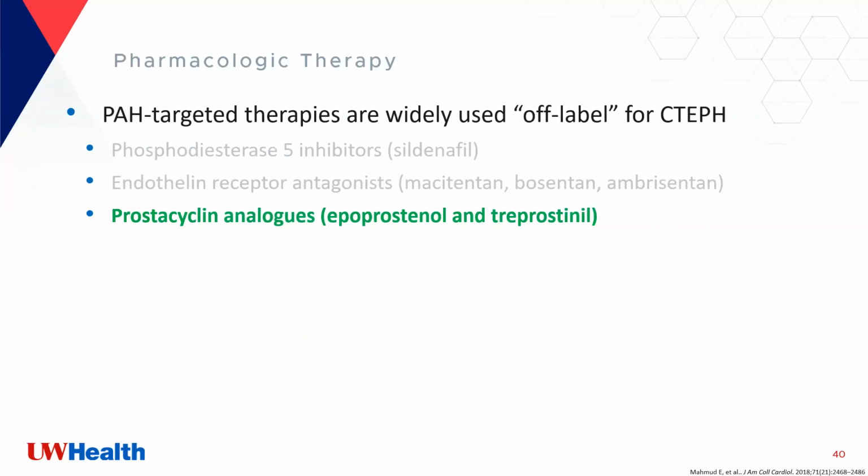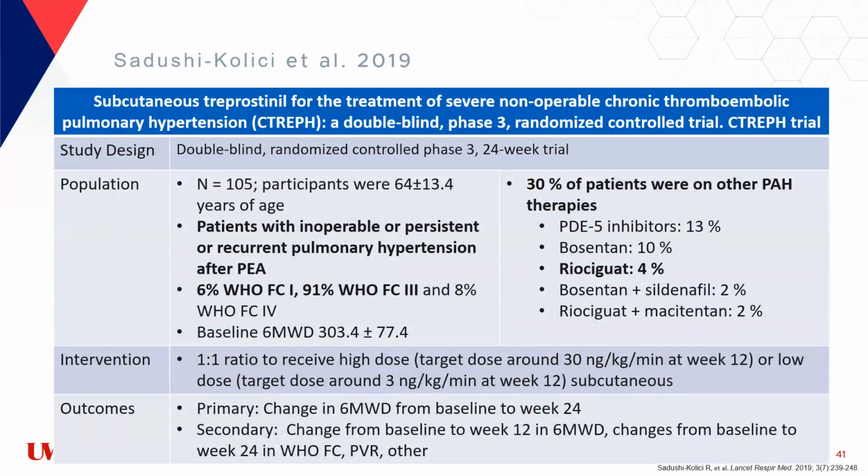Now we're moving on to another class of agents, which includes prostacyclin analogs, that are epoprostenol or treprostinil. Treprostinil was studied in the subcutaneous treprostinil in severe non-operable chronic thromboembolic pulmonary hypertension, or SC-TEPH trial, which was a double-blind randomized controlled trial that included 105 patients. Participants were a little older compared to the other trial, 64 on average. The study included patients with inoperable or persistent or recurrent pulmonary hypertension after the surgery.